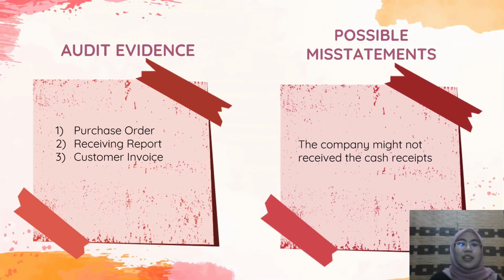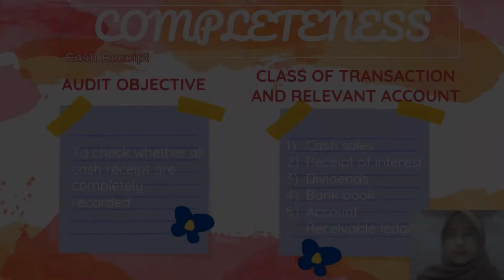There are three audit evidence that can be used, which are purchase order, receiving report, and customer invoice. Next, a possible misstatement that can happen is that the company might not receive the cash receipts.